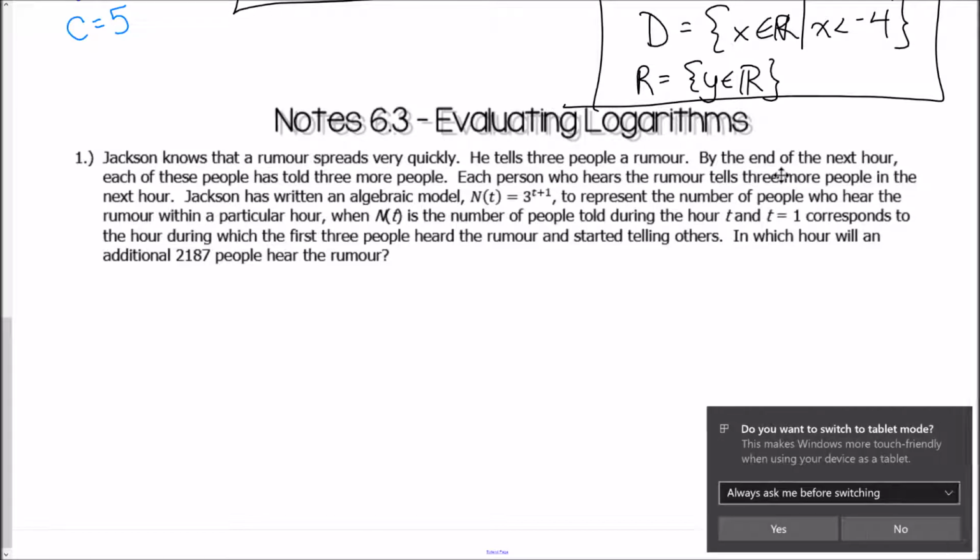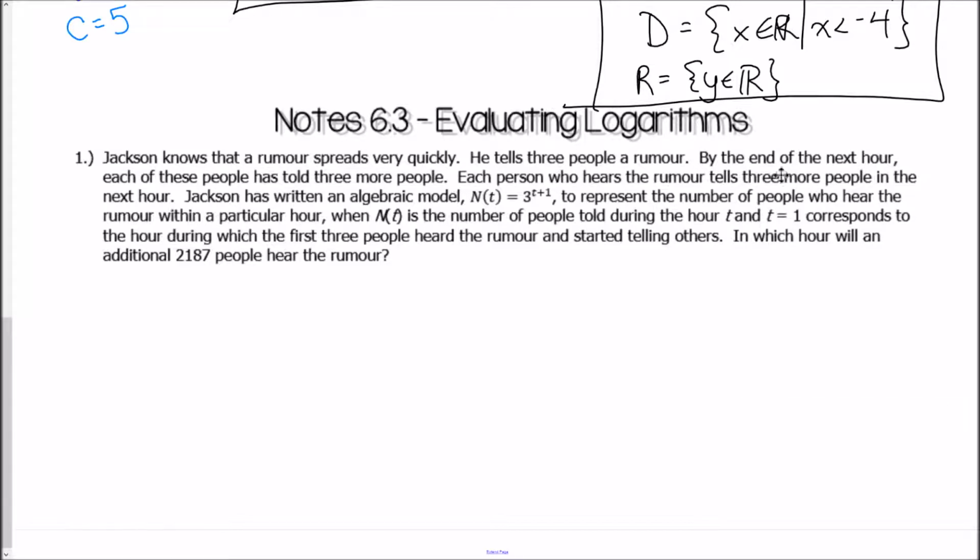So if you take a look at question number 1, it says that Jackson knows that a rumor spreads very quickly. He tells 3 people a rumor. By the end of the next hour, each of these people has told 3 more people. Each person who hears the rumor tells 3 more people in the next hour. Jackson has written an algebraic model where n of t is equal to 3 to the power of t plus 1 to represent the number of people who hear the rumor within a particular hour, where n of t is the number of people told during the hour t, and t equals 1 corresponds to the hour during which the first 3 people heard the rumor and started telling others.